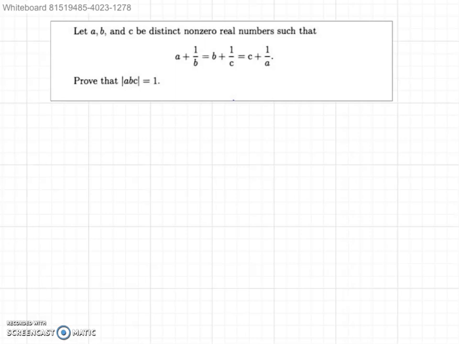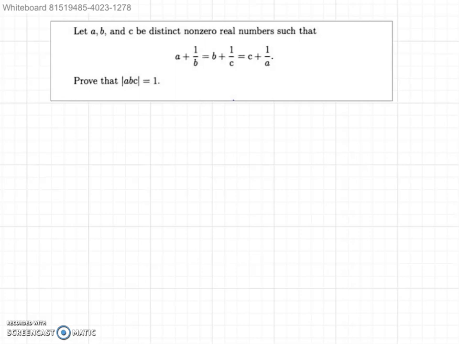Today I'll show you this interesting algebra problem involving three variables a, b, and c. We have a, b, and c are distinct non-zero real numbers such that a plus 1 over b equals b plus 1 over c equals c plus 1 over a. And we need to prove that the absolute value of abc is equal to 1.